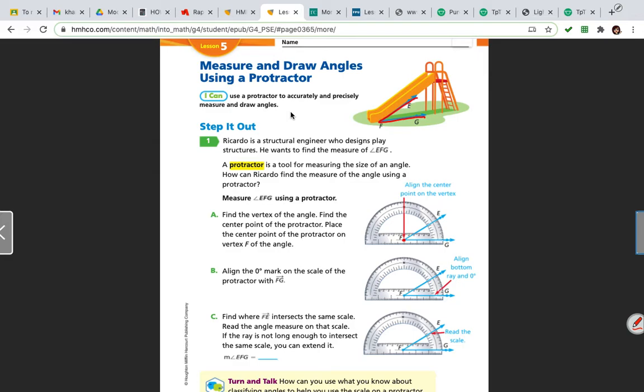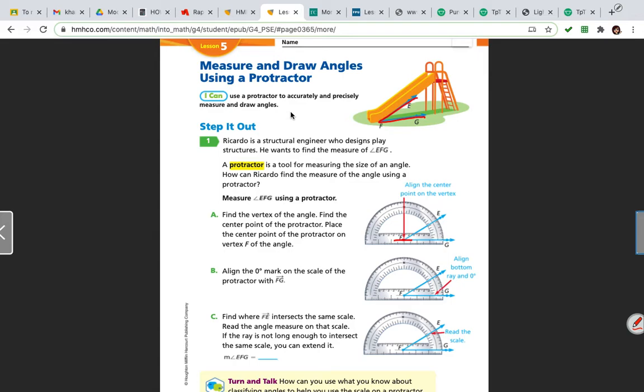Place the center point of the protractor on the vertex F of the angle. Here's the vertex right here, and we would line it up on that line. You see that the vertex is not at the bottom of the protractor. There's a hole or a little dot, a clear window, where you would see it. See how it's right here, and there's a line right here? We would line it up on there, okay?